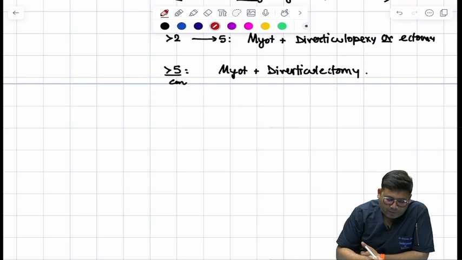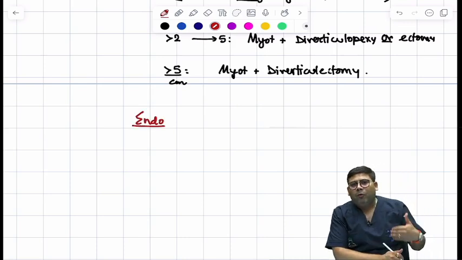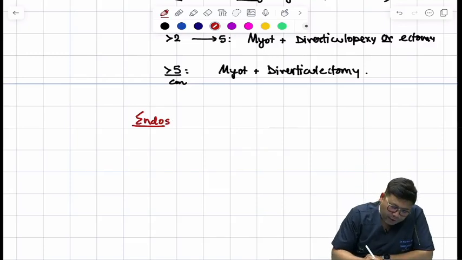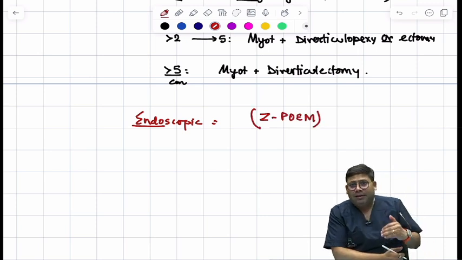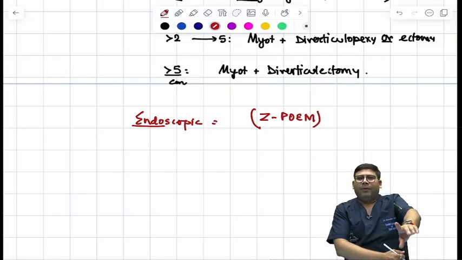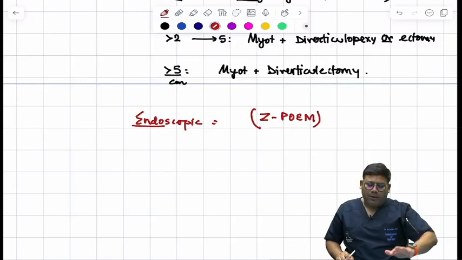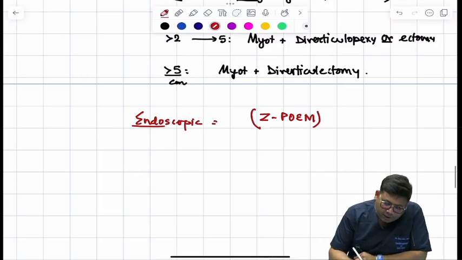Yes, understand endoscopic management also. I hope you know about POEM. What is POEM? Per oral endoscopic myotomy. So in endoscopic management, first we do Z POEM. What is Z POEM? This is the POEM done for the Zenkers. It's a third space endoscopy. If you still haven't read it, open my notes, I have taught it well. So Z POEM, and along with that plus minus you can go for endoscopic resection.